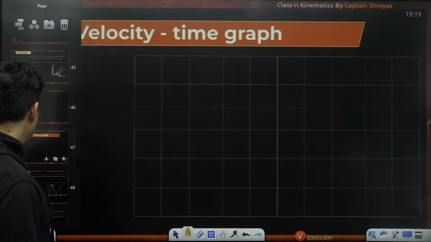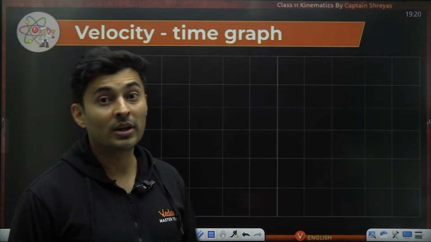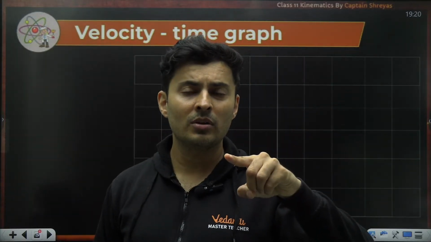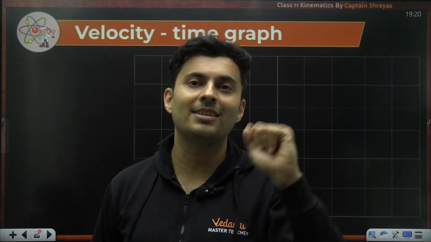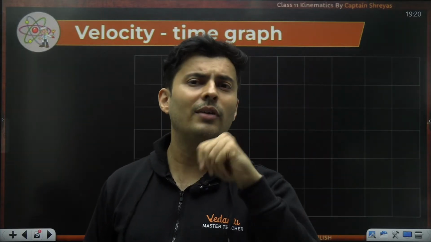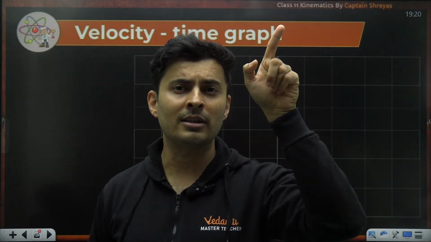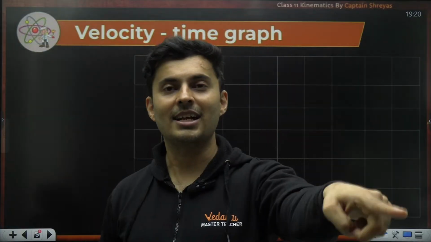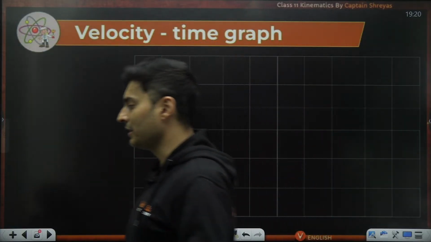Fair enough. Let's do now some questions on the velocity-time graph. What does the slope of velocity-time give you? Rate of change of velocity, acceleration. What does the area of velocity-time give you? Integration of velocity, displacement. So area gives you displacement, slope gives you acceleration.